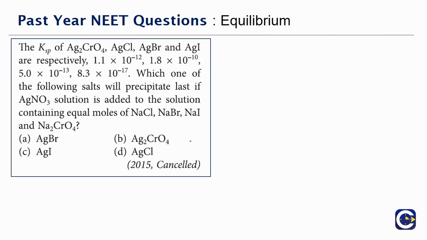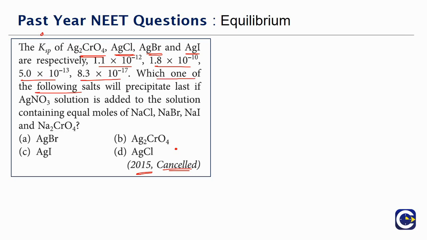Next we have a question related to the solubility, or we can say precipitation. This is a question that has come in the 2015 cancel paper. KSP value of Ag2CrO4, silver salt of CrO4 2 minus ion, then AgCl, then AgBr and AgI. So KSP values of these salts are given. What are these KSP values? 1.1 in 10 power minus 12, 1.8 in 10 power minus 10, 5 in 10 power minus 13 and 8.3 in 10 power minus 17.